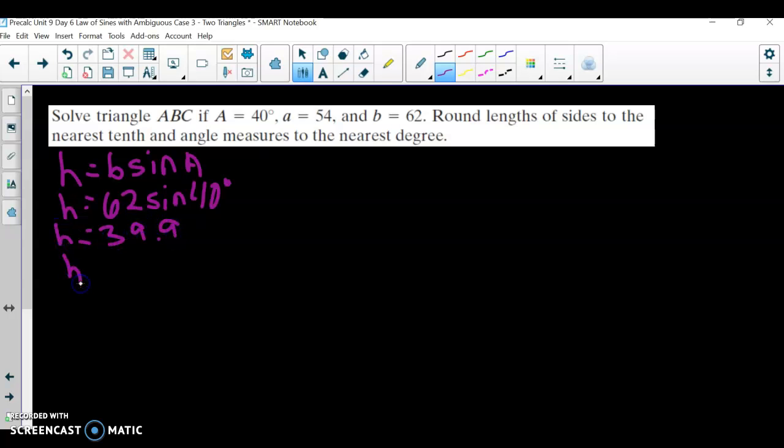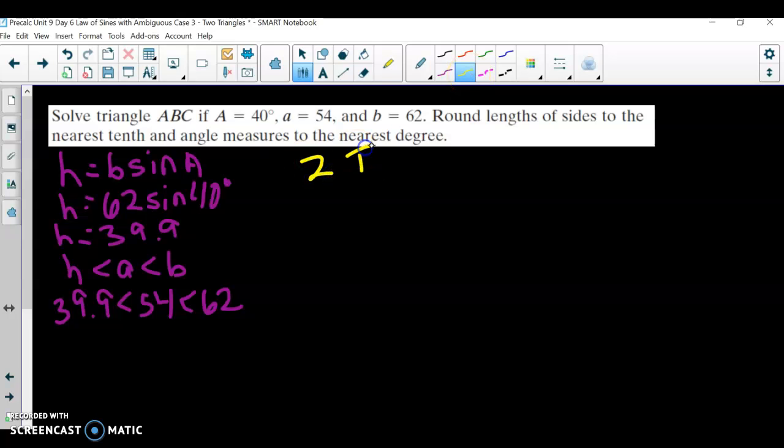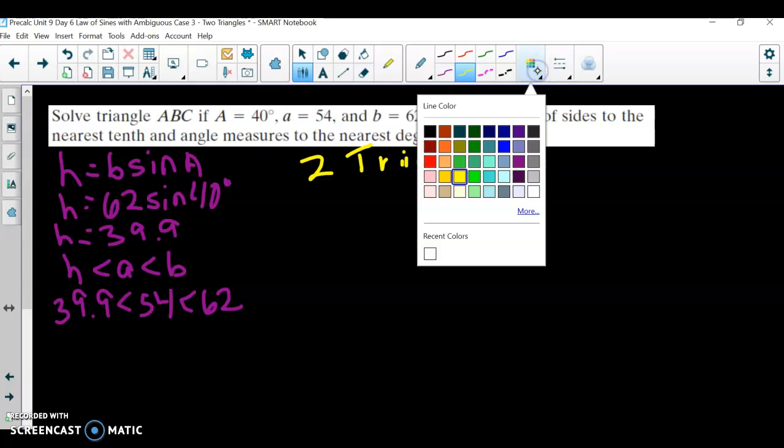Okay, and remember that my height, if it's smaller than A and A is smaller than B, let's see, 39.9 is smaller than 54, and 54 is smaller than 62. So what case do we have here? We have two triangles. Okay, so let's calculate for these two triangles.